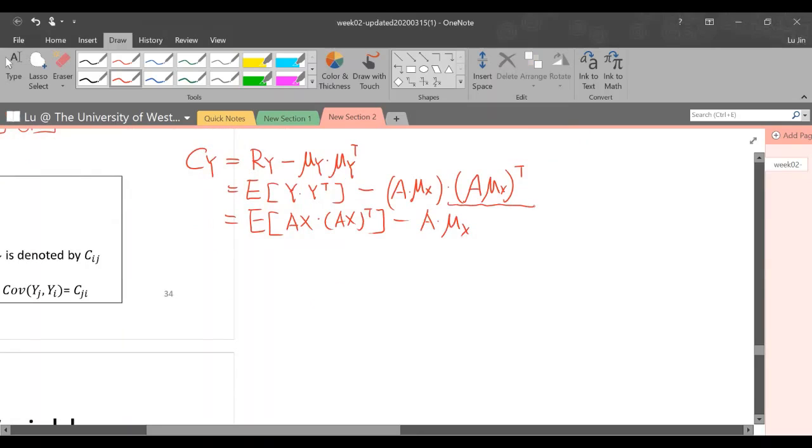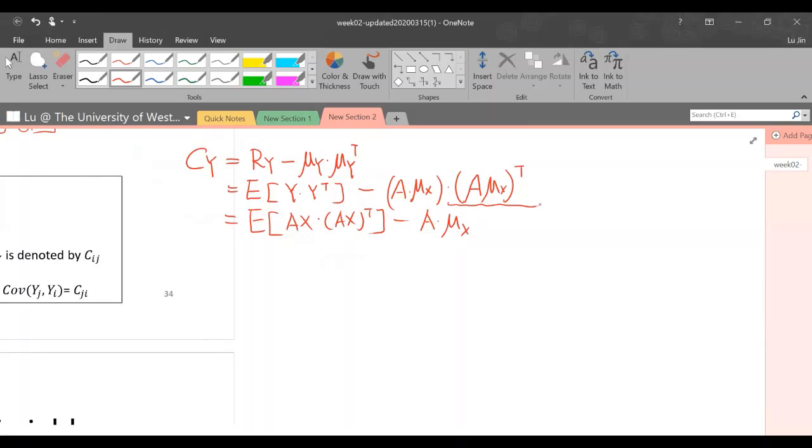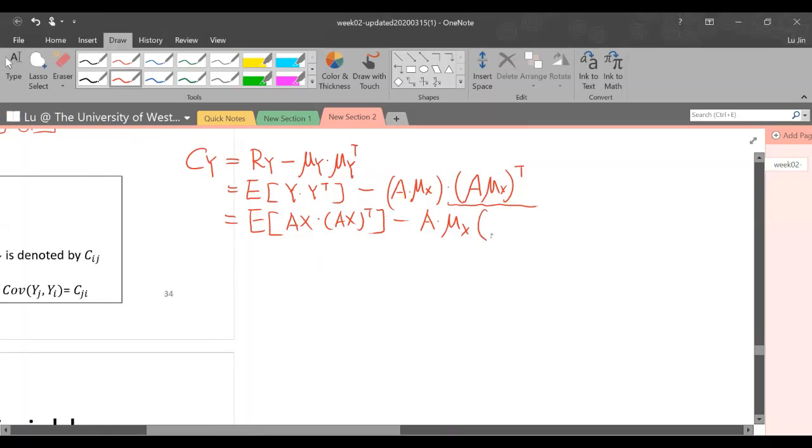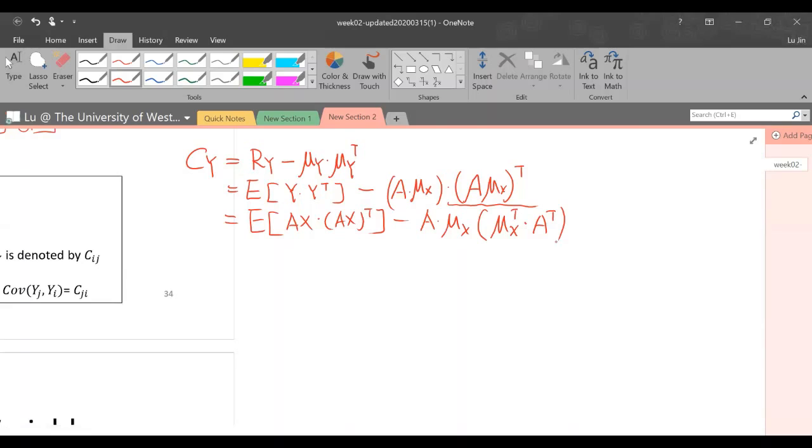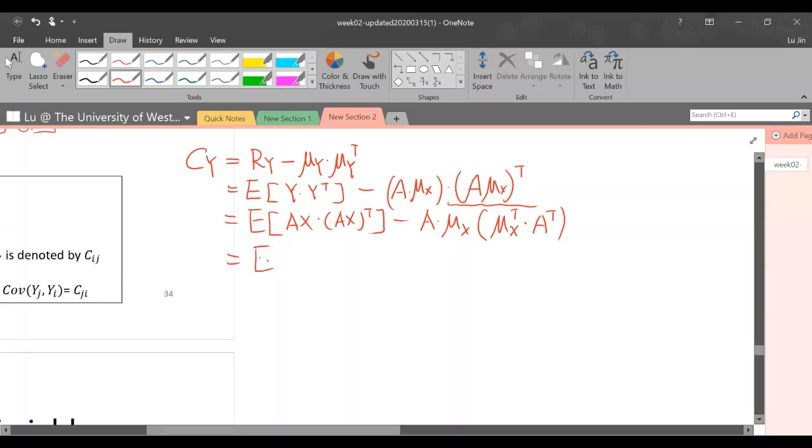For the second part, the transpose of A times mu X: A is a matrix, mu X is a vector. When you transpose this product, it is converted to mu X transpose times A transpose. So you can see after transposing, the positions of these two elements are interchanged. That's equal to the expectation of A times X, and do the same thing.